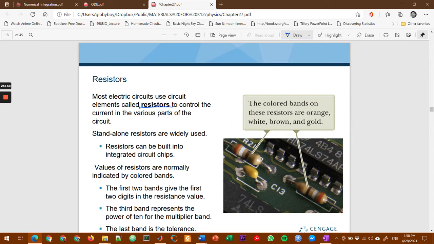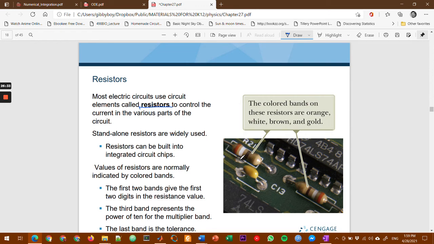So standalone resistors are widely used, and resistors can be built into integrated circuit chips. So here is an example. Values of resistors are normally indicated by color bands. So for example, in this picture, the colored bands on these resistors are orange, white, brown, and gold. So you have orange, white, brown, and gold. The gold is clear here. Okay? So the color has a meaning or code, because it corresponds to the value of the resistance of that particular resistor. So it is coded in color bands.